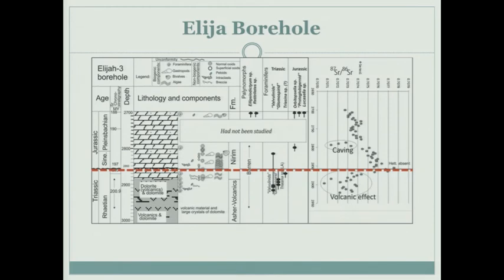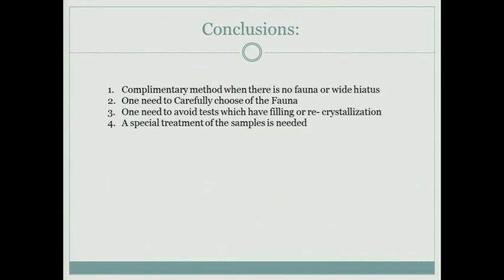So overall, conclusions are very simple. This is a complementary method when there is no fauna or there is a wide hiatus. One needs to carefully choose the fauna, not like we did. Well, it wasn't aimed to, but more carefully than we did for the first case I've shown you. One needs to avoid tests which have filling or recrystallization. Just avoid it. Today we can analyze very small samples, so there's no point in collecting everything you see. Just choose what you collect or handpick, and special treatment of the sample is needed. That's it. Thank you.